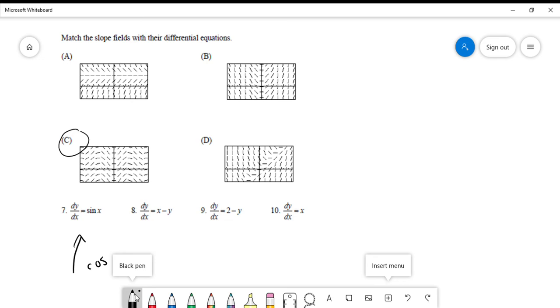And look at this one. dy/dx equals x. If we integrate both sides, we're going to wind up with an x squared. So which one of these four graphs looks like a whole bunch of parabolas? It's this one. So that means I've got to work with these other two to match them up to these.